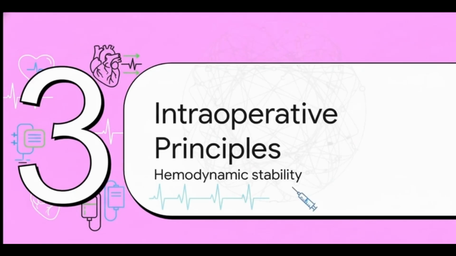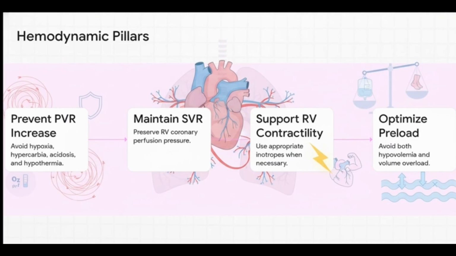All right, now we're heading into the operating room. The key here is to be proactive, not reactive. Our management is built on a framework that's all about maintaining hemodynamic stability for that very fragile right ventricle. Every single decision you make intraoperatively has to support these 4 hemodynamic pillars. We have to prevent any rise in pulmonary vascular resistance. We've got to maintain systemic vascular resistance to keep that right ventricle perfused. We need to be ready to support RV contractility, and we have to be meticulous about optimizing preload because both too little and too much volume are tolerated very, very poorly.